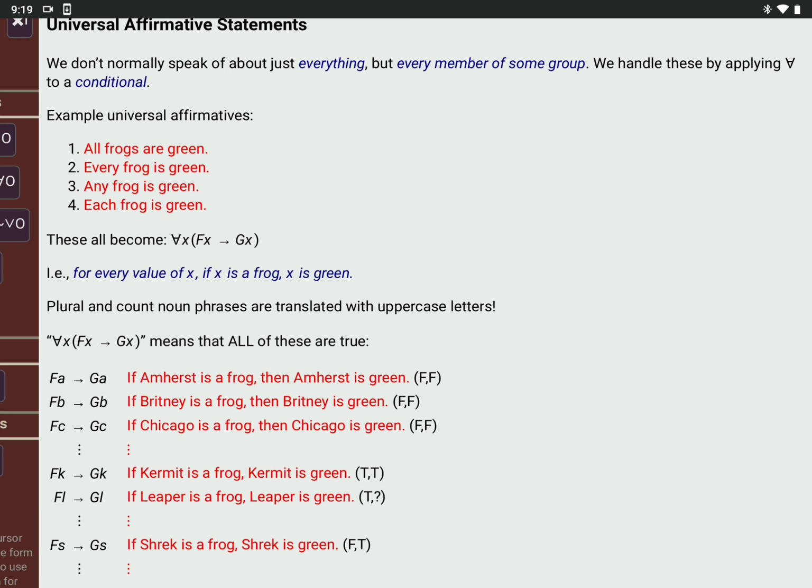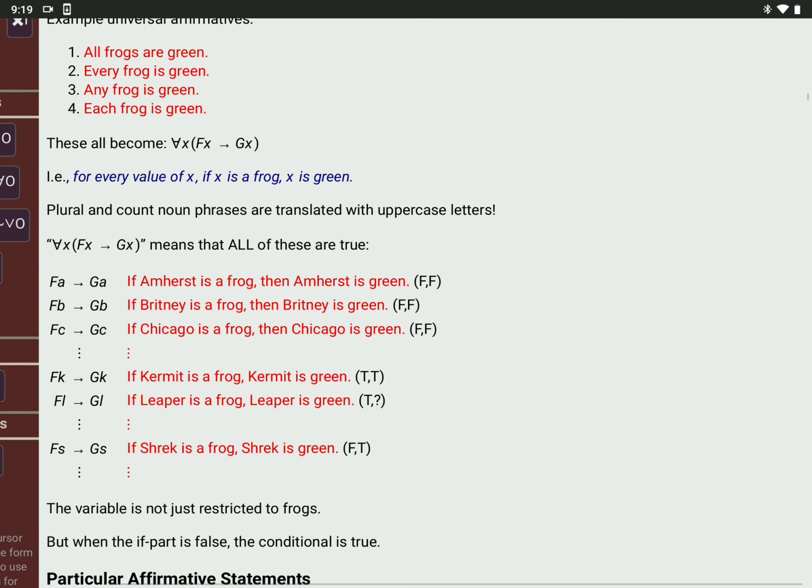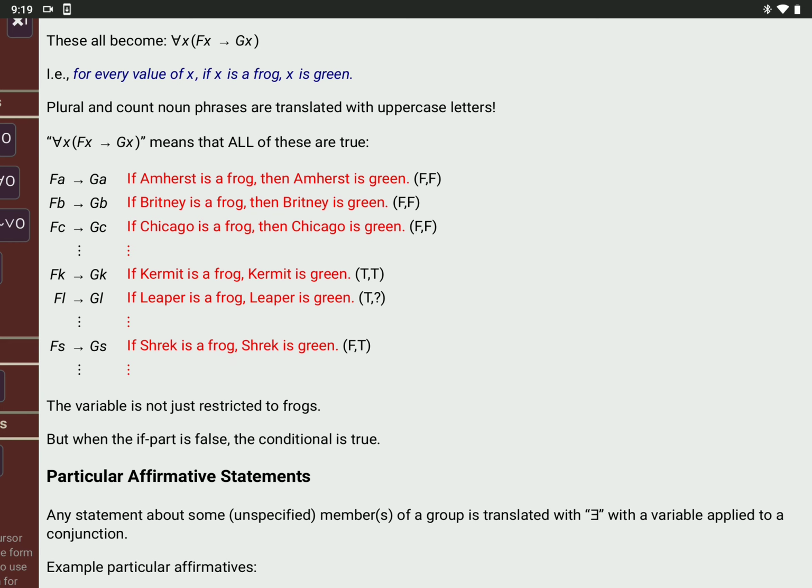And I would translate that into our new symbolic language using the upside down A. I'd say for every value of X, if X is a frog, then X is green, FX arrow GX. No matter what X is, if X is a frog, then X is green. For every value of X, FX arrow GX. And again, you can think of that as going along with a big list of conditionals.